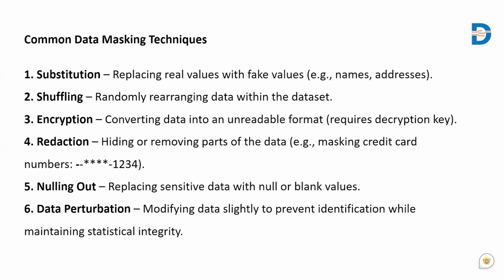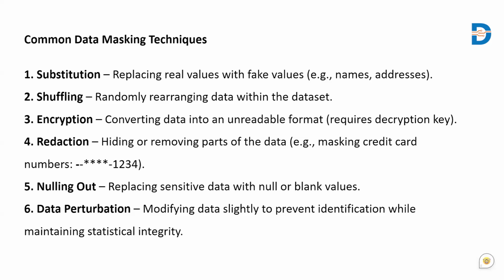Then we have common data masking techniques. One is substitution, replacing real values with fake values. You take real data and replace it with fake, but it should be realistic values, for example names and addresses. Another one is shuffling. We randomly rearrange the data within the data set, nothing but changing customer names randomly.